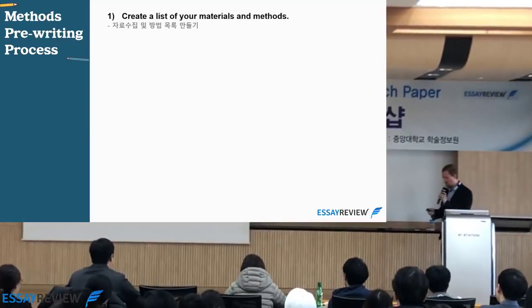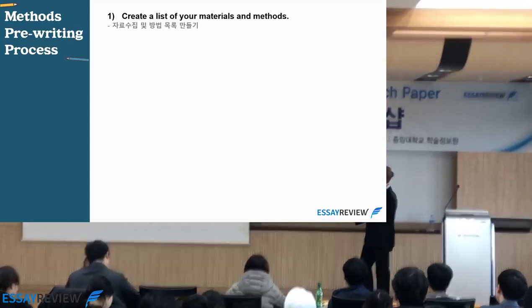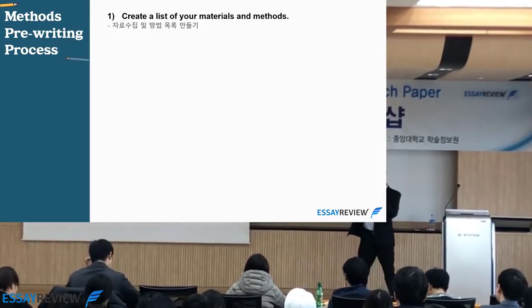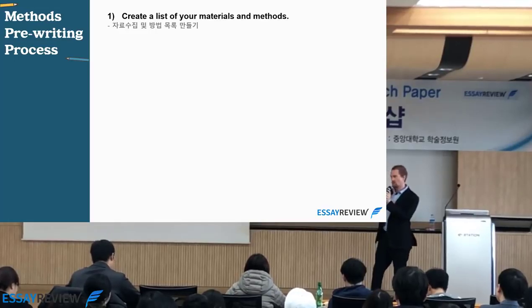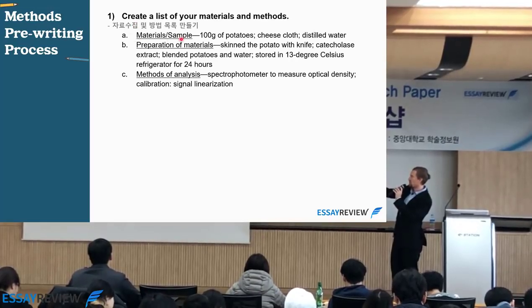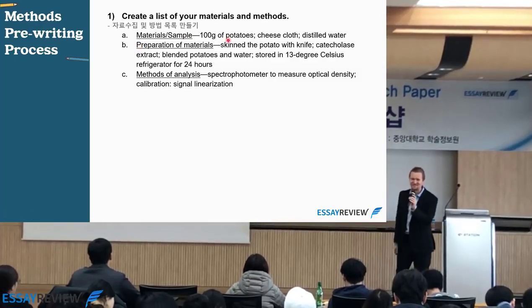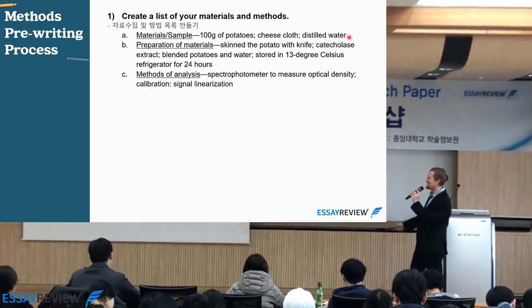The first thing you're going to do is create a list of your materials and methods. This means if you know what you used for your study, just make a list of them. So in three groups, you have materials and sample. Let's just say you used 100 grams of potatoes, a cheesecloth, and distilled water. It's a very simple experiment, very simple study.